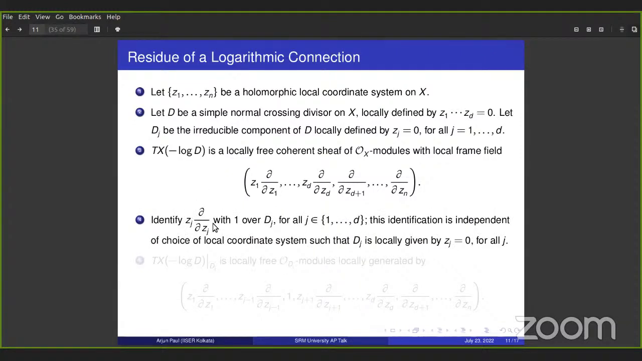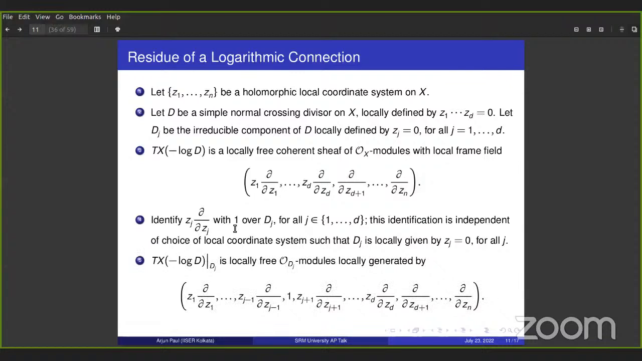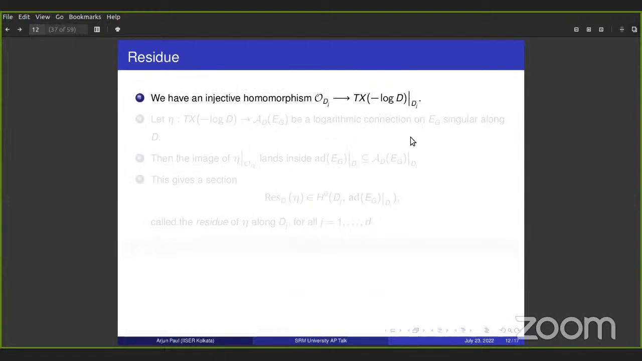Then we can identify z_j ∂/∂z_j with 1 over this particular irreducible component D_j, which is given by z_j = 0. This identification turns out to be independent of the choice of local coordinate system such that D_j is given by z_j = 0. Using this identification, we can see that T_X(-log D) restricted to D_j is a locally free O_{D_j}-module generated by z_1 ∂/∂z_1, ..., z_{j-1} ∂/∂z_{j-1}, and at the j-th position this is 1, because we have fixed an identification. And then the rest of the generators are the same.